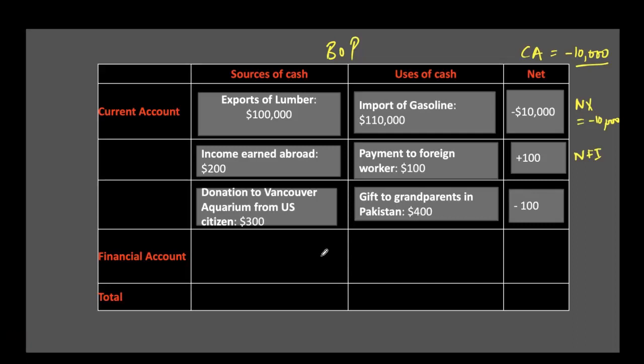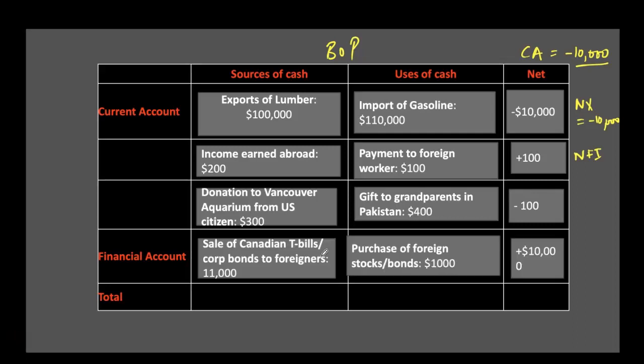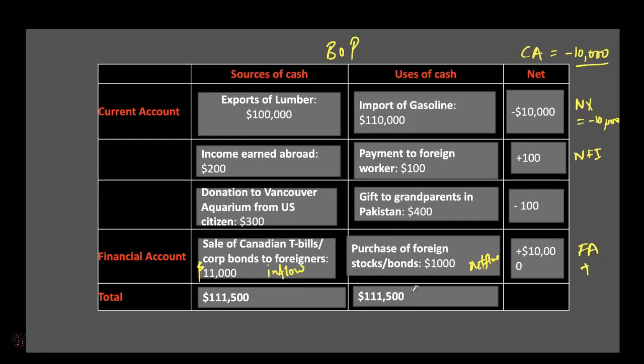Let's now look at my financial account transactions. We had purchase and sale of assets over here. In our example, we were selling Canadian bonds to foreigners worth $11,000 and we're also buying foreign assets worth $1,000. And you can see my financial account is in a surplus of $10,000. If I sum up these total sources of cash in this table, I get $111,500. And my total uses of cash are also coming out to be exactly the same, $111,500.